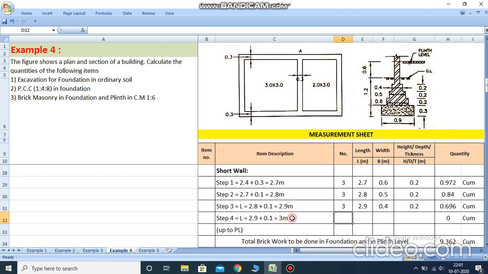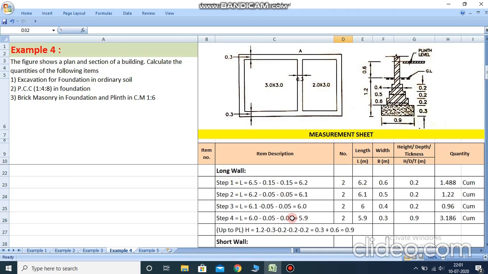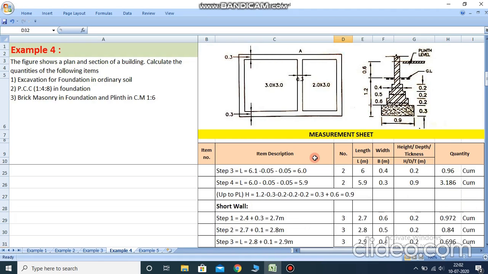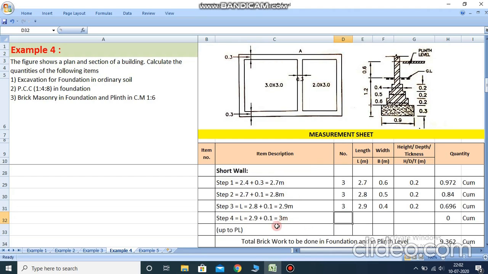When we see step number 4 for the long wall, it shows 5.9. So 5.9 is the total length from outer to outer. Here the total length is 3 plus 2, which is 5. But why do we get 5.9 here? Because the 3 wall thicknesses are added. Clear? So the total length is 5.9. And here the total length we found is 3 meter.